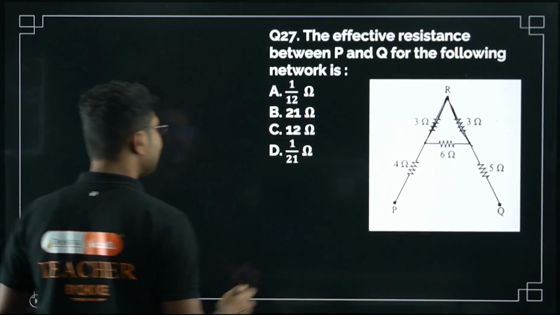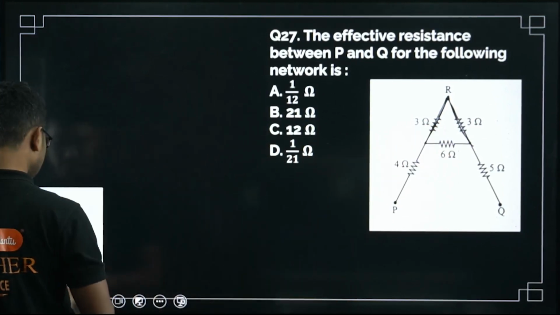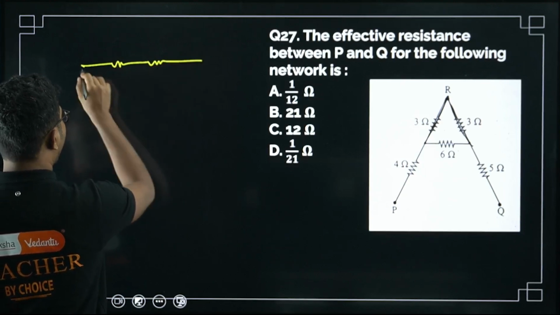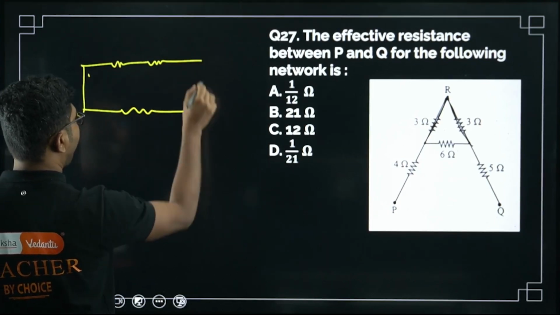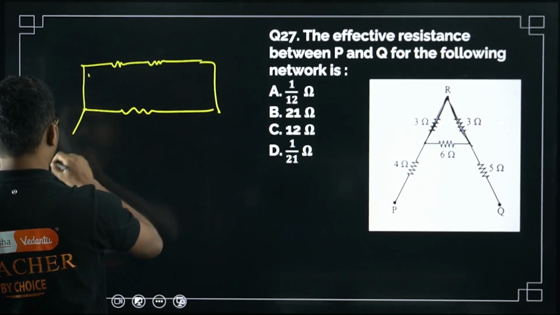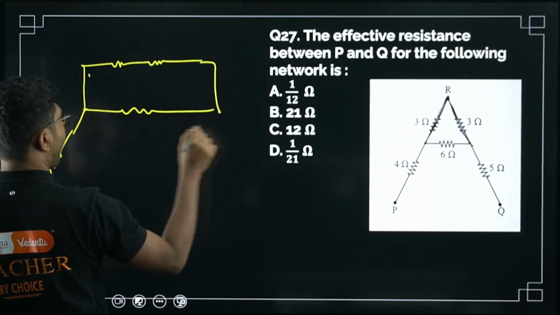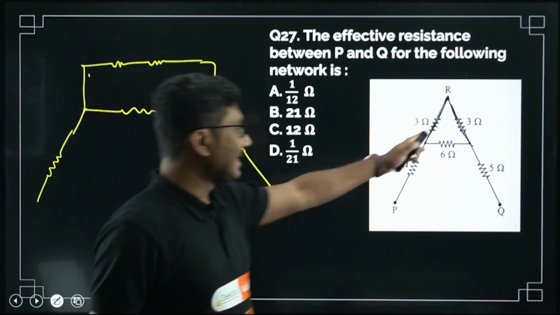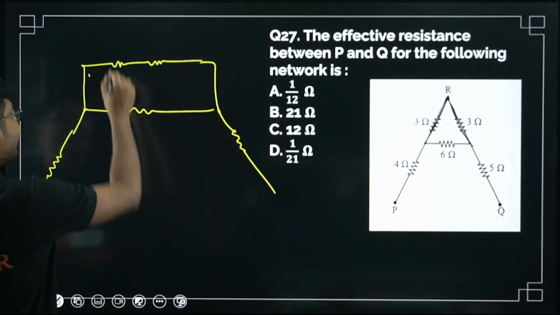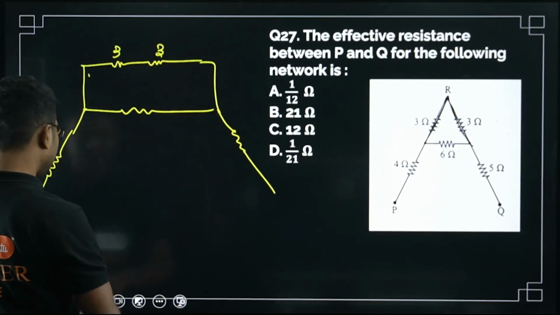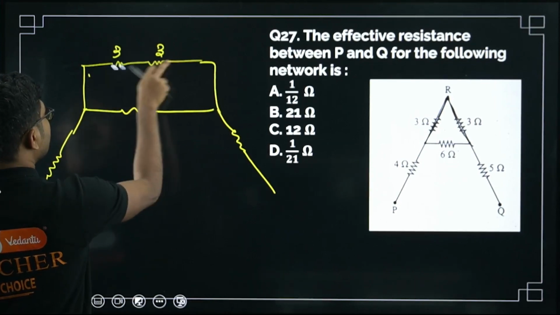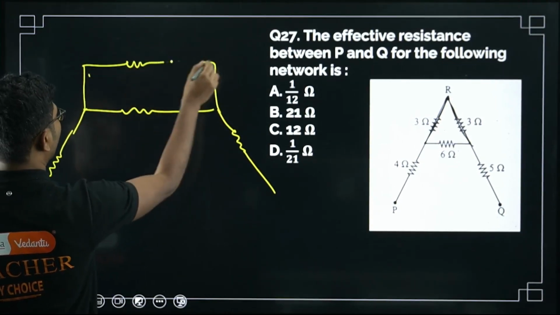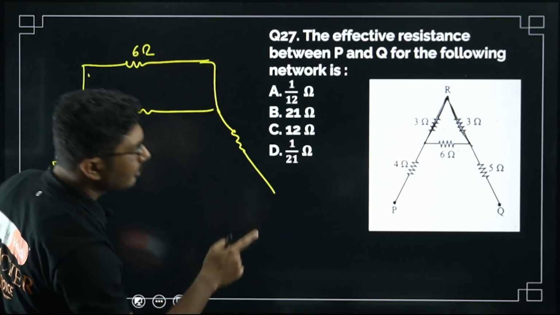So this can be drawn as follows. These are just to confuse you. So these 3 ohm and 3 ohm are connected in series. The equivalent resistance for this combination is basically 3 plus 3, that is 6 ohm. This is also 6 ohm.